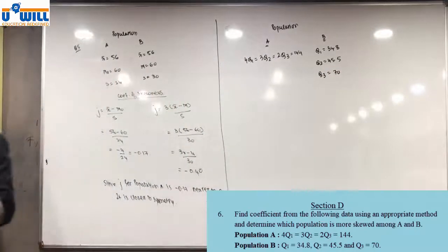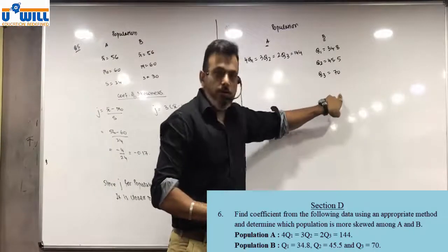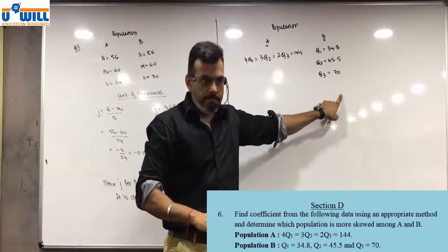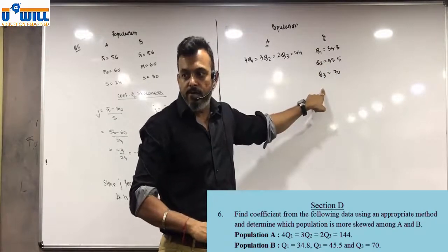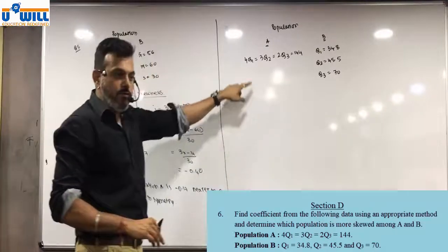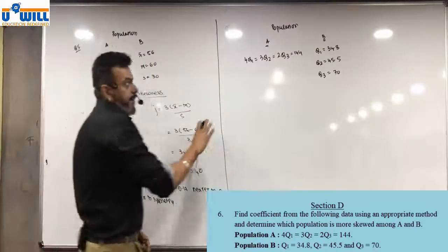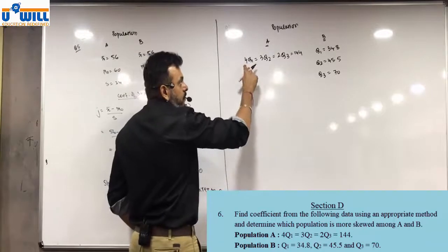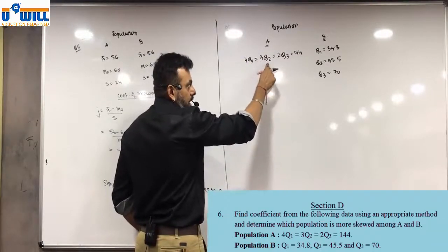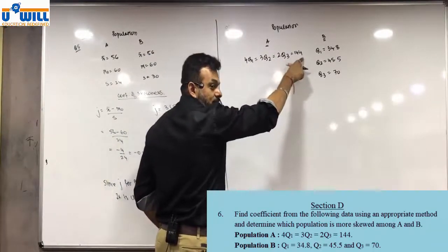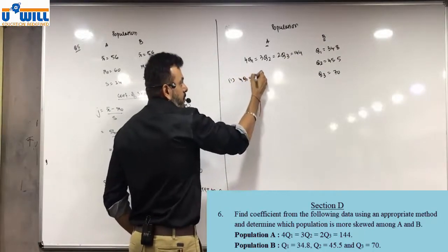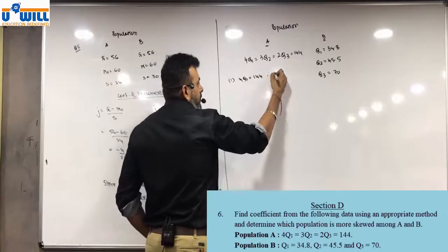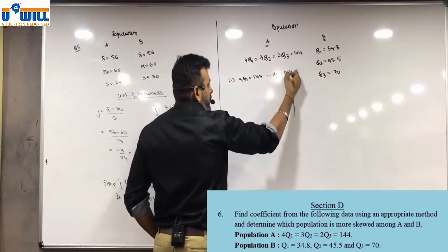Now, which method will we use? Pauli's method. Over here, finding B's coefficient is very simple, because the median, quartile 1, and quartile 3 are already given. But for A we'll have to find them out. How? Very simple. 4 quartile 1 is equal to 3 quartile 2 is equal to 2 quartile 3 is equal to 144. So I'll take the first one: 4 quartile 1 is equal to 144. Therefore, quartile 1 is equal to 144 by 4.